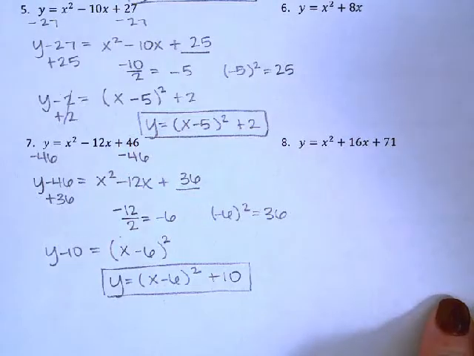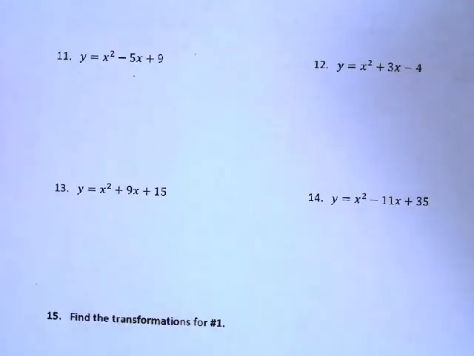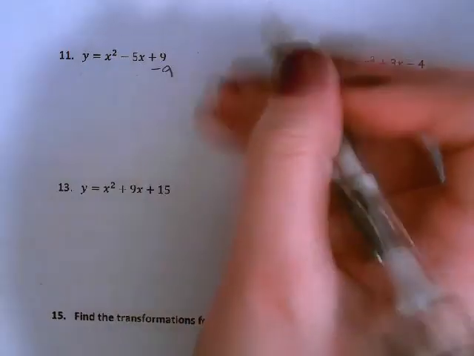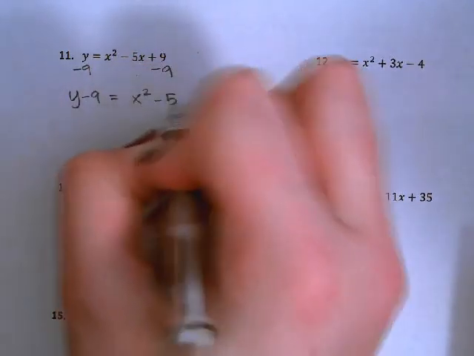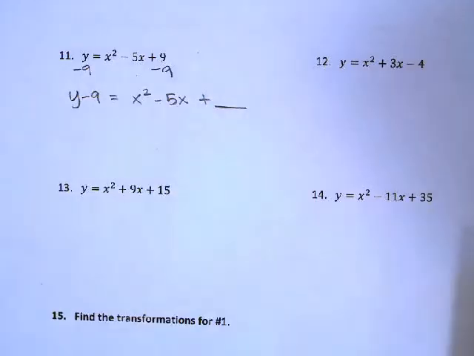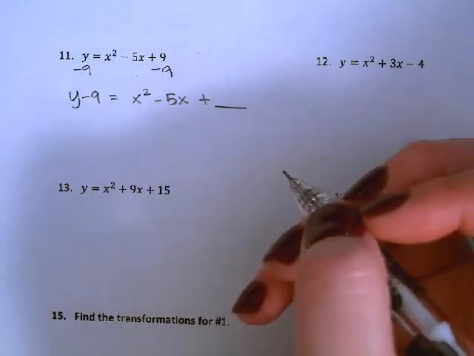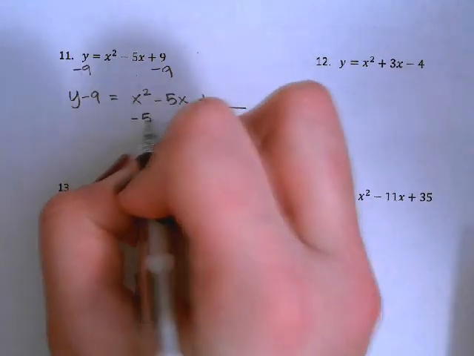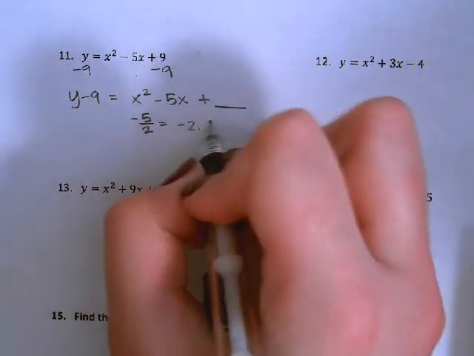All right, let's go ahead and do some of the ones on the back because we do have some odd numbers and that can be intimidating sometimes. So let's start with number 11. I'm going to go ahead and subtract the 9 to the other side. Y minus 9 equals x squared minus 5x plus blank. Now, in the video, I left the next step as a fraction. We do not have to do fractions. We can certainly do decimals if that feels more comfortable. So negative 5 divided by 2 is negative 2.5.